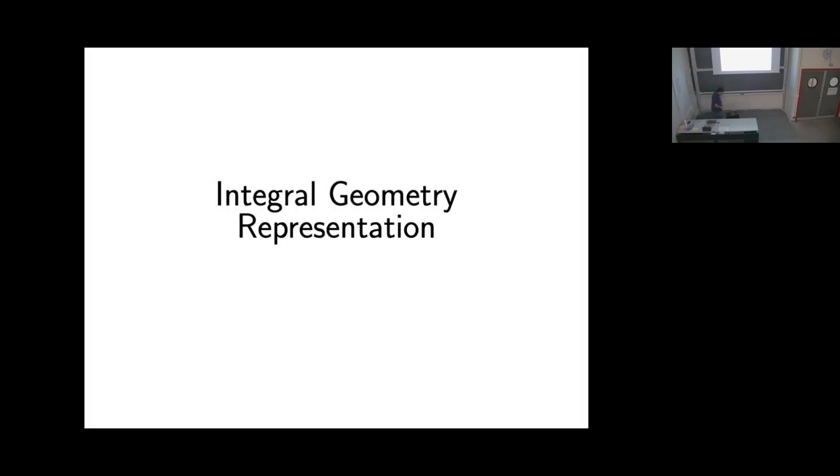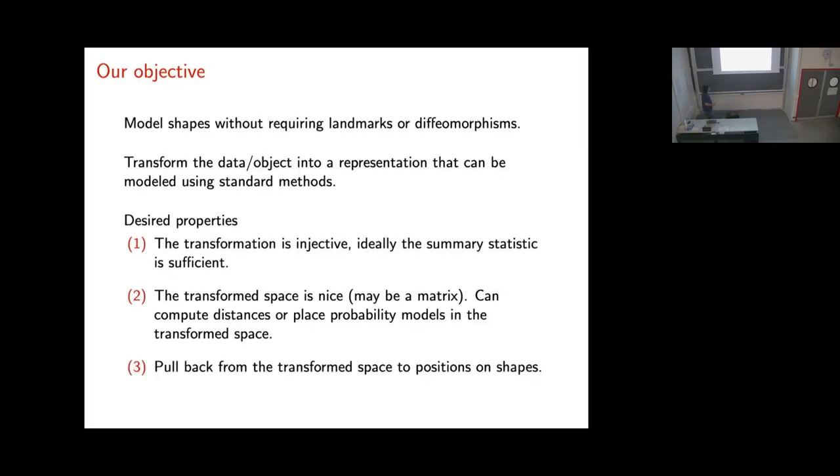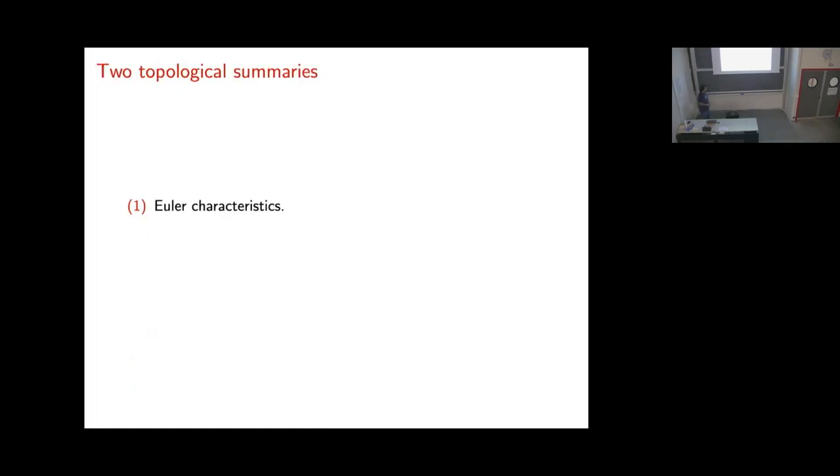Okay. Now, what I'm going to first tell you is I want to do the following. I want to model shapes without requiring landmarks or diffeomorphisms. And to do that, I'm going to transform the data into a representation that I can use standard ML methods or stats methods to work with. I want this transformation to be injective, so there should be no information lost. I want the transform space to be nice in that I can do things with it. And for interpretability, I want to be able to pull back from the transform space. Okay? So these are the things I want to require. And I'll look at two summaries, the Euler characteristic and persistent homology.